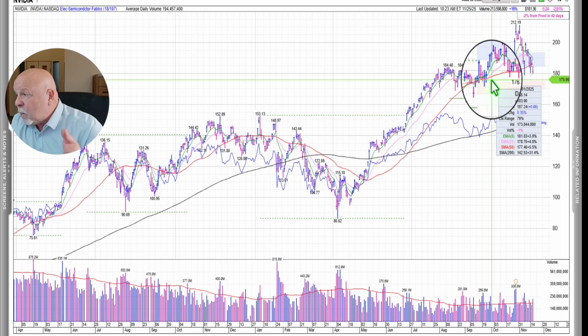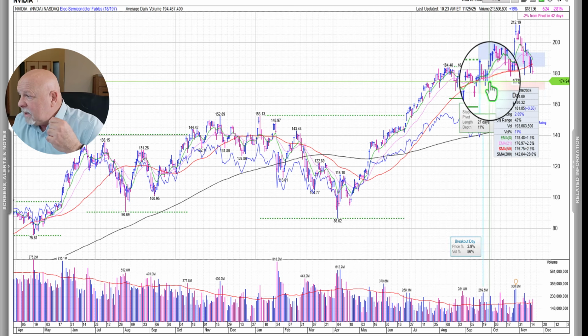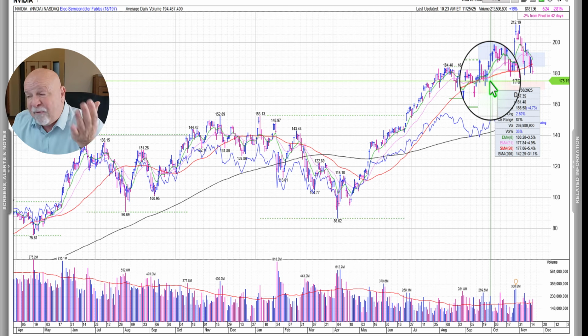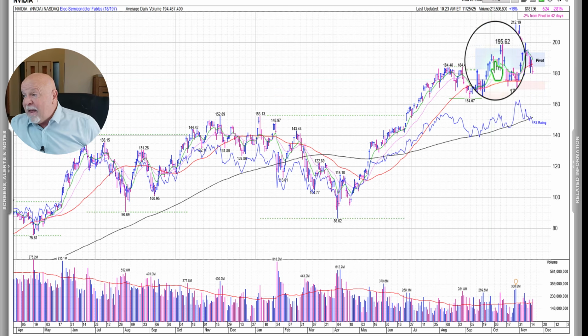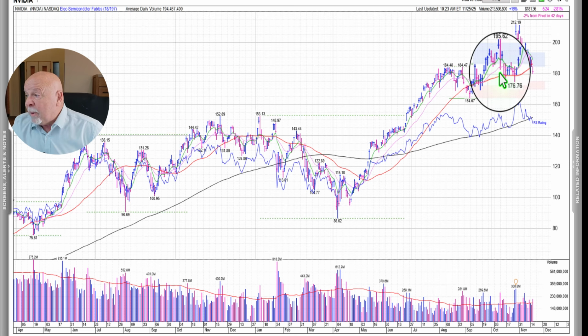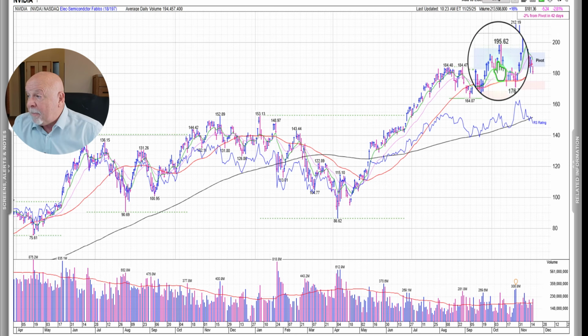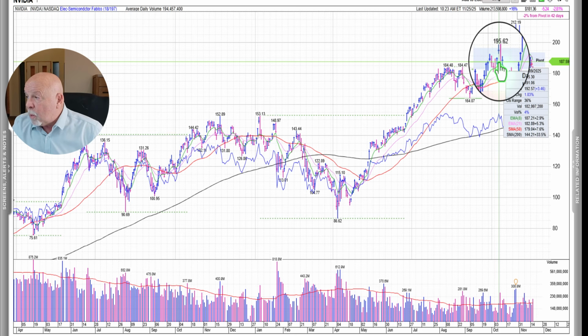Notice here it's minus 1%. And here it's 35%. It's not 40. And so we had a failure of that breakout. 40% of all breakouts fail. So here's a failure. And then we had a gap up, okay, this day here, where it went to 195.62. 195.30. We gapped up on only 4% volume. Not a huge amount of volume.